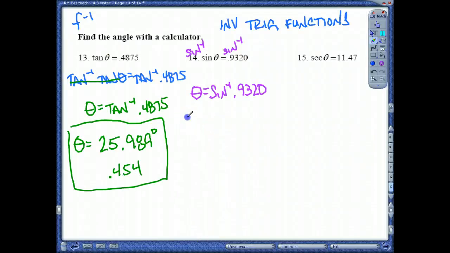So we write them down. Theta equals 68.749 degrees. You've got to put that degree symbol there or people are going to think that's radians, which would be wrong. Okay.